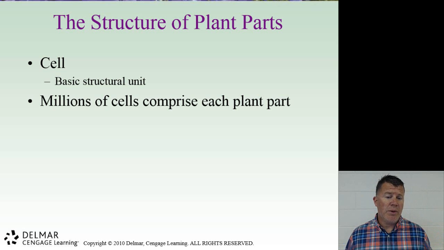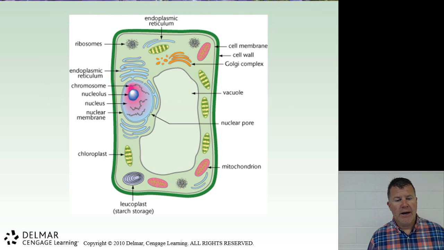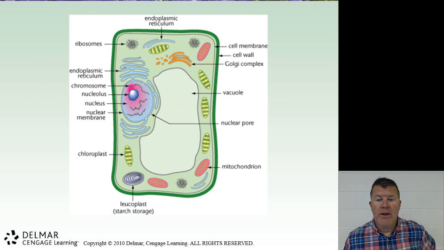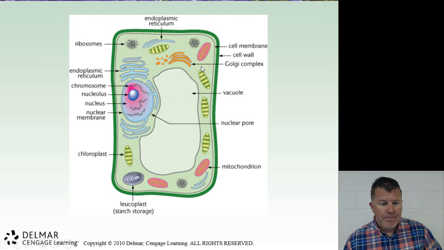Now we're going to talk about the structure of the plant parts. We have the cell, which is your basic structural unit, and millions of these cells comprise each plant part. Here we have a picture of a plant cell. Main thing being the nucleus, the big old thing right here, and then you have a nuclear membrane, and all this. And you guys are going into detail in plant science about what each one of these things do.